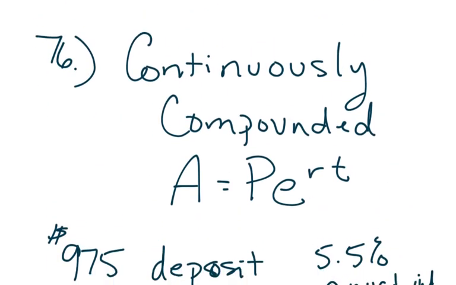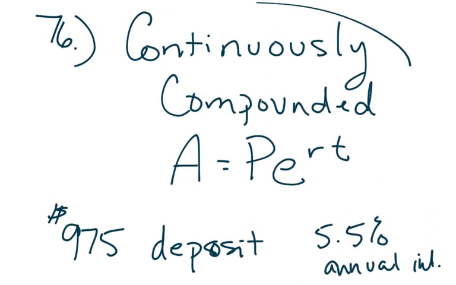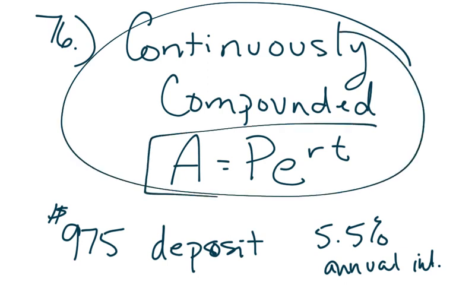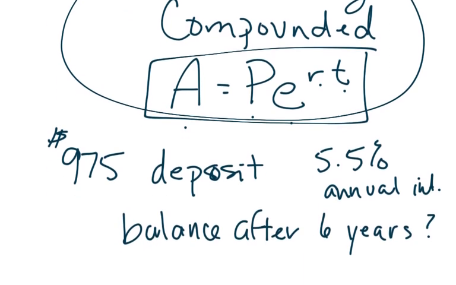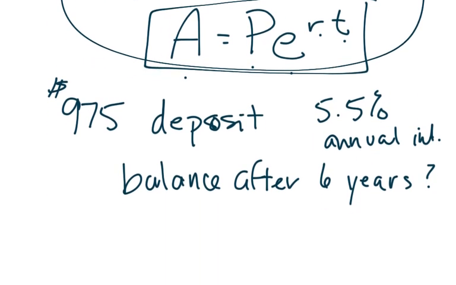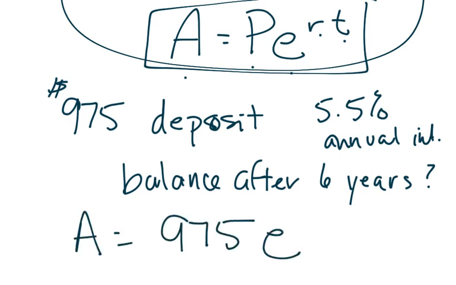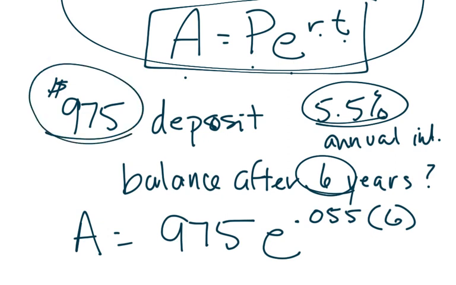And then the last problem here, number 36, this is what we refer to as continuously compounded interest. And here's your formula. It says the amount in your account will be the principal times e to the rt power. I call it the PERT formula. So what if you make a $975 deposit at 5.5% for 6 years? So there's your r, this is your t, and this is your P.